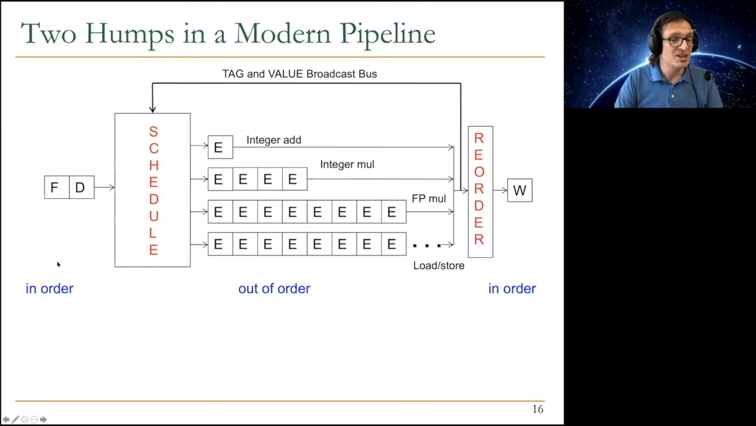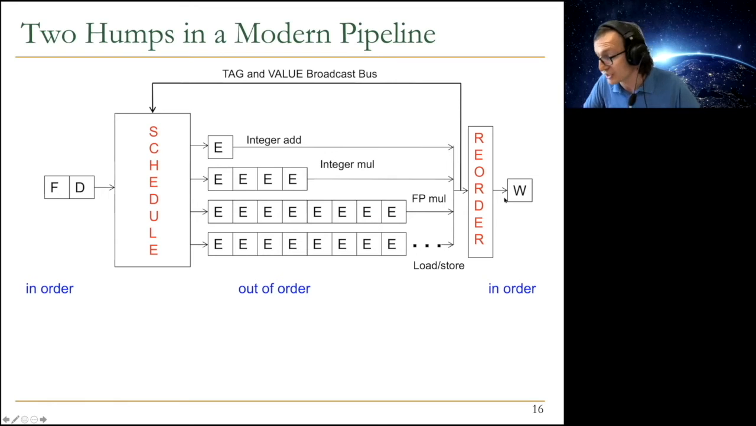So basically, you have a machine with two humps. One is the data flow scheduler over here, and the other is the reorder buffer at the end. And anything before the data flow scheduler is in program order. Anything in between the scheduler and the reorder buffer is out of program order, in a data flow order. And anything after the reorder buffer is in program order, which means committing to the architectural state is completely in program order, basically.